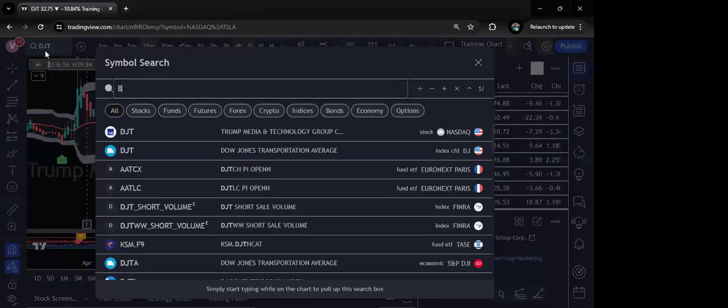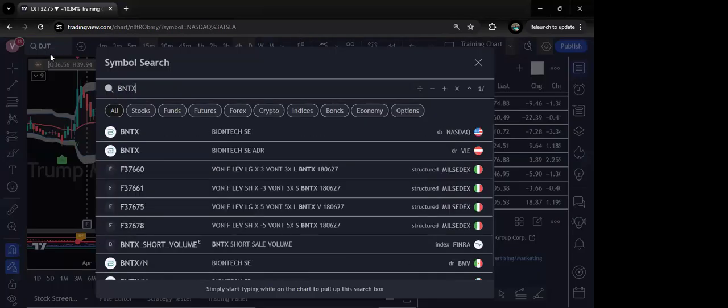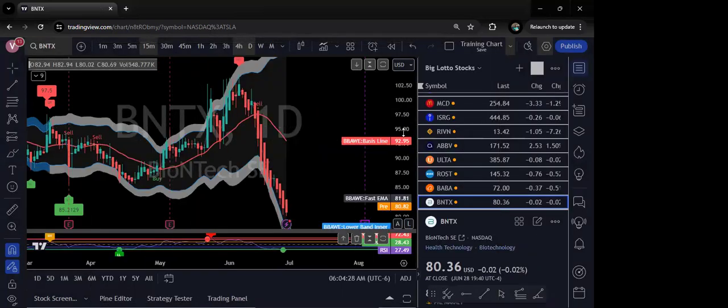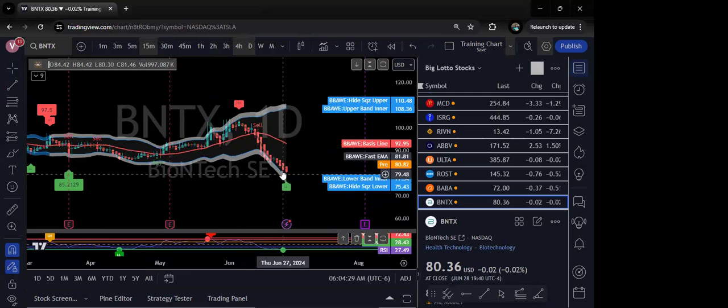BNTX, these stocks went from doing really well to dropping. So this one, wide band. It's been dropping for days. So you can go back to 92 from 80. That's a good play. And then above it, go to 108, 110, or it can keep dropping down.